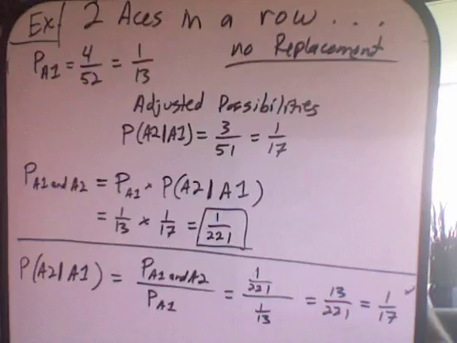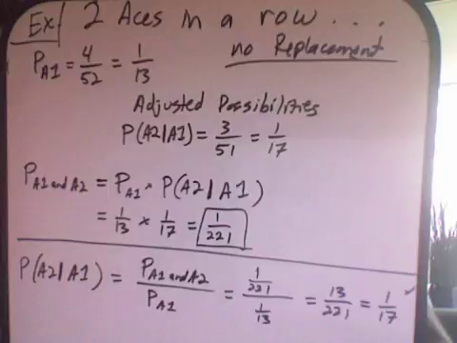One last quick example. What's the chances of getting 2 aces in a row from a standard deck with no replacement? Well, there are 4 aces in the deck and 52 cards in the deck, so the chances of getting our first ace are 4 out of 52 or 1 out of 13. Now, looking for that second ace, we have to adjust our possibilities because we've taken a card out. Okay, so the chances of getting ace number 2, given that we've gotten ace number 1, are 3 out of 51, 3 aces left out of 51 cards left, which reduces to 1 out of 17.